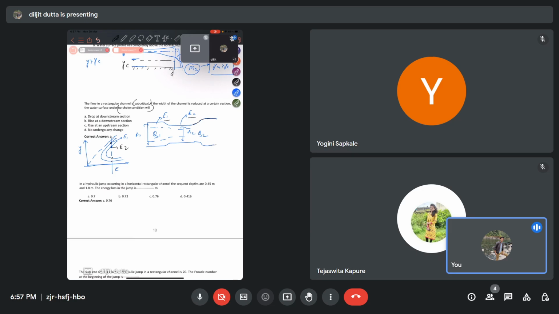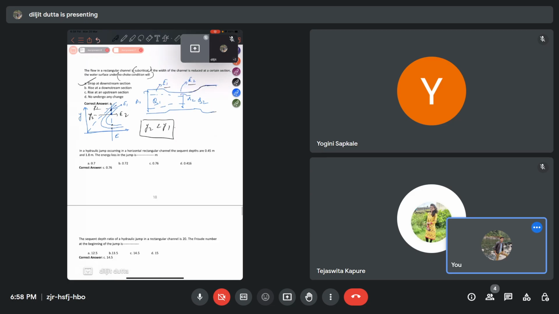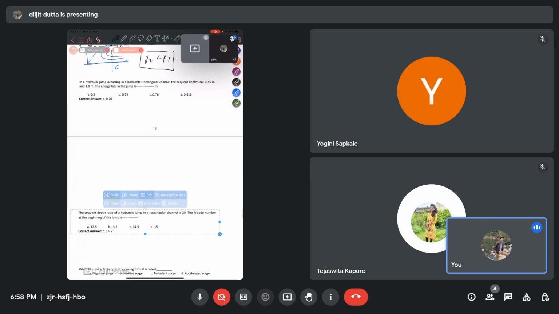So what will happen to Y? Initially it is Y1, after reduction of width, the surface profile will reduce to Y2, and Y2 is less than Y1, so there will be a drop in the depth of flow at the downstream section. I hope this is clear. If there are any doubts, don't hesitate to ask me.